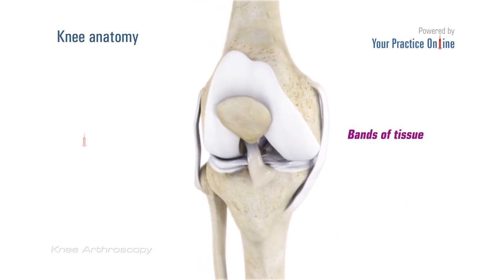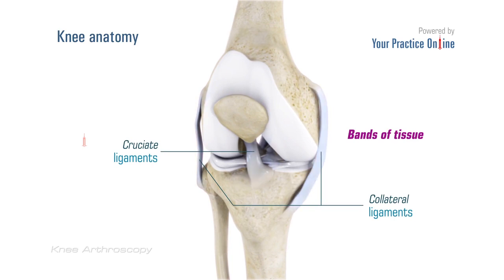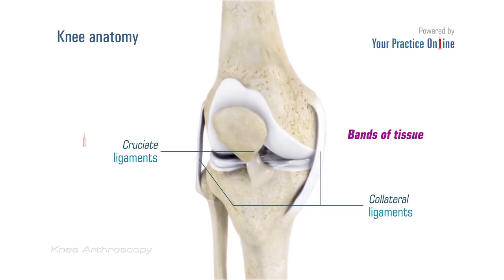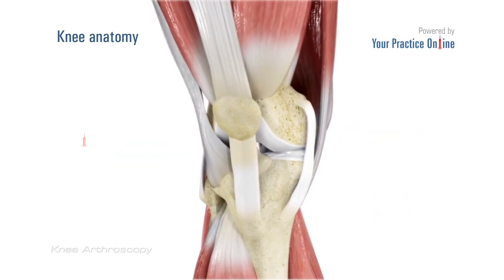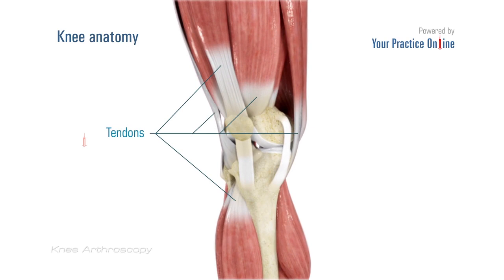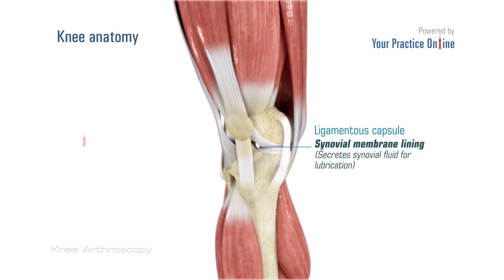Bands of tissue, including the cruciate and collateral ligaments, keep the different bones of the knee joint together and provide stabilization to the joint. Surrounding muscles are connected to the knee bones by tendons. The bones work together with the muscles and tendons to provide mobility to the knee joint. The whole knee joint is covered by a ligamentous capsule, which further stabilizes the joint. This ligamentous capsule is also lined with a synovial membrane that secretes synovial fluid for lubrication.